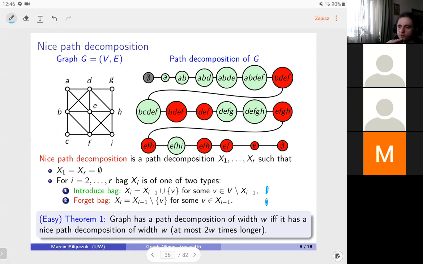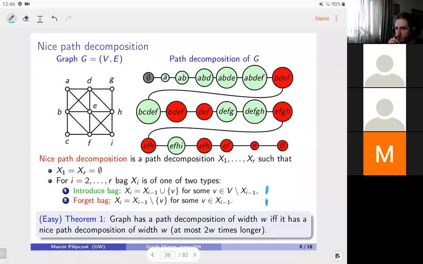Sometimes it's useful to look at a path decomposition that is very fine grained, that actually has one event at a time, and it's very easy to take any path decomposition and turn it into a nice one by smearing out the differences between two consecutive bags into first disappearing vertices and then appearing vertices. Okay, I hope this is visible up there. Yep, so this is sometimes useful.